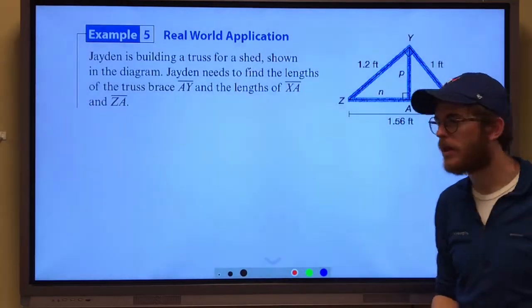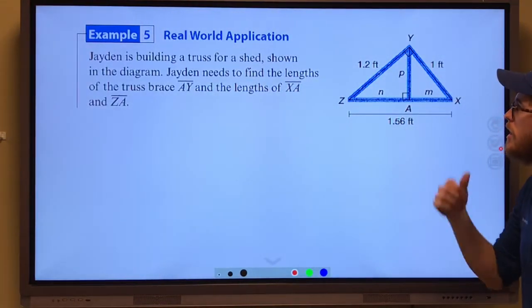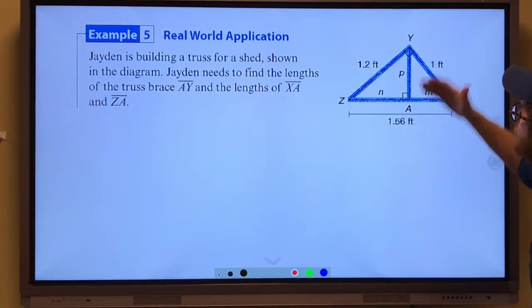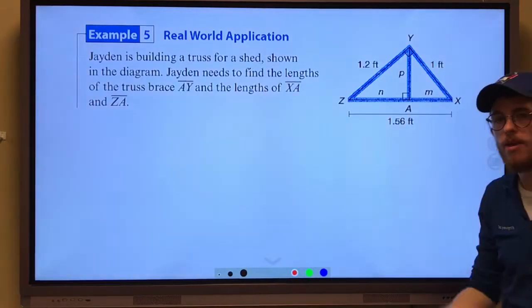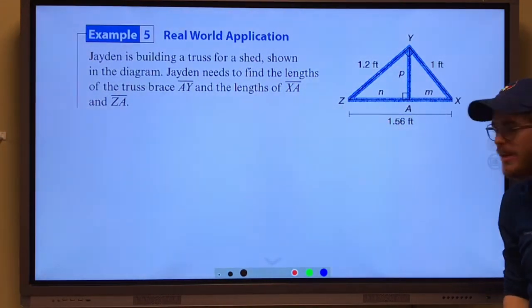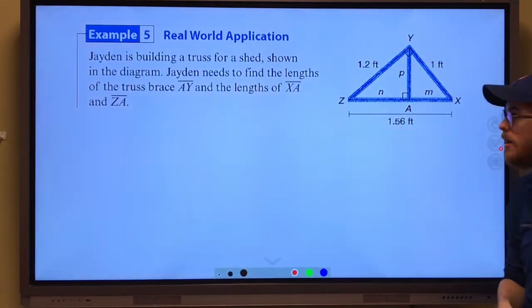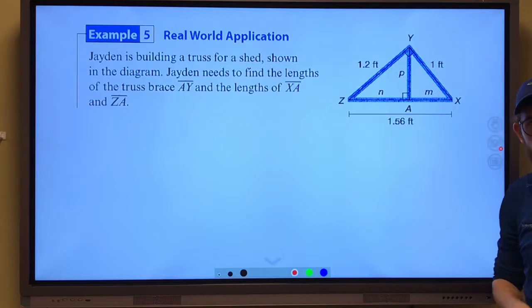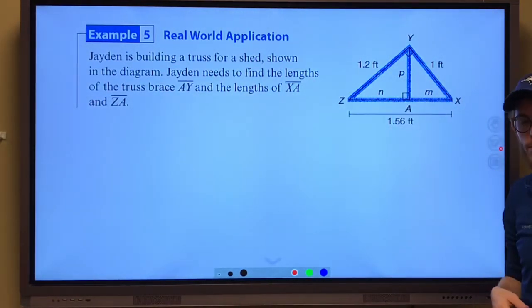All right, finally some application. Look here, we have the situation. Jayden's building a truss for a shed. Jayden needs to find the lengths of the truss brace AY, XA, and ZA, but I'm not going to find them in that order. Look, if I wanted to find the altitude, YA, even though that's the first thing they list, I know the altitude is the geometric mean between N and M. That's not possible for me right now because I don't know N or M. I would be trying to find something knowing nothing that I need.